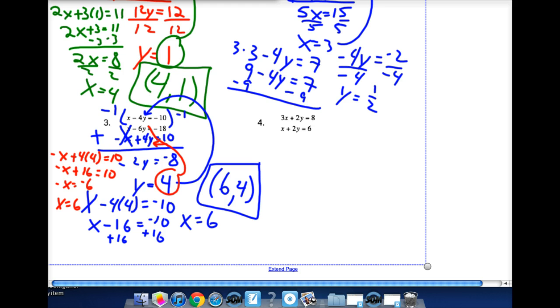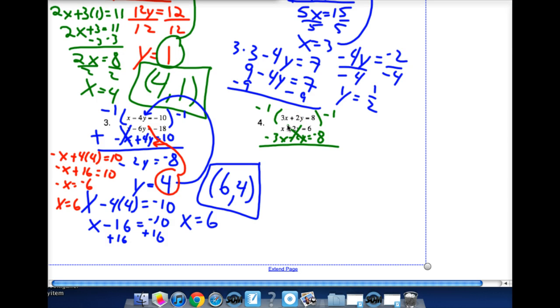So the next one, we get the same amount of y's. We don't want that. We want the opposite amount of y's. So what are we going to multiply the first equation by? Negative 1. Everybody multiply the first equation by negative 1 and put it directly underneath the second equation. Show your work. Negative 3x minus 2y equals negative 8. Multiplying through by negative 1 just changes all your signs on that one equation.